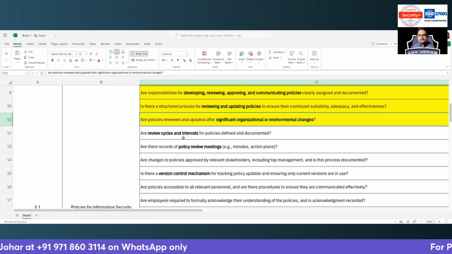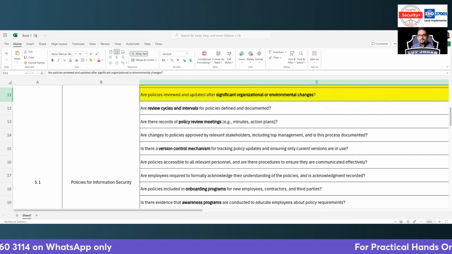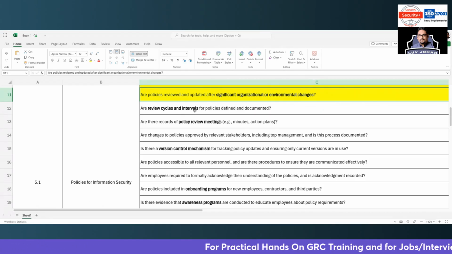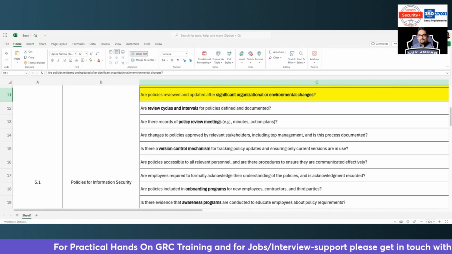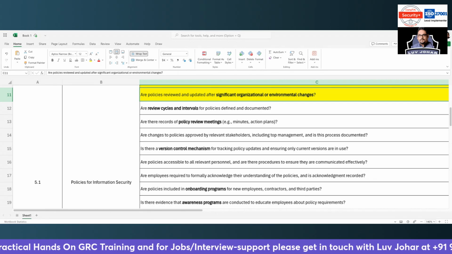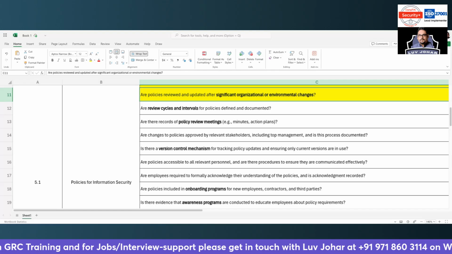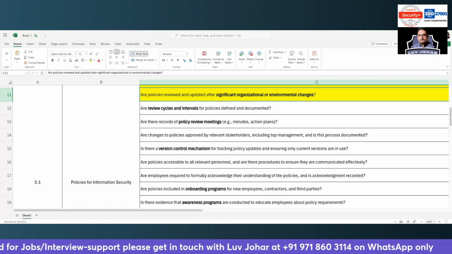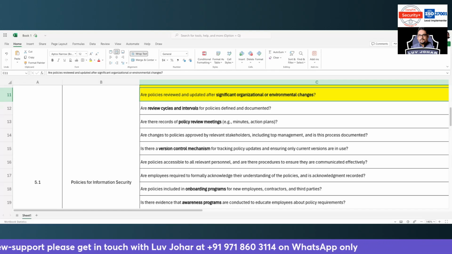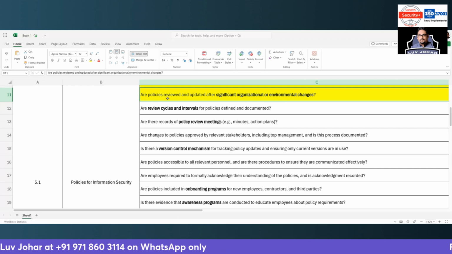Are policies reviewed and updated after significant organizational or environment changes? Again, you have to keep this in mind. Whenever there are any significant organizational changes, for example, your business is going through a demerger or an acquisition, these are all significant organizational changes, right? So you need to make sure that you review these policies at that time, the information security policy.